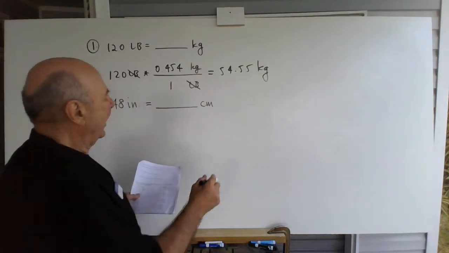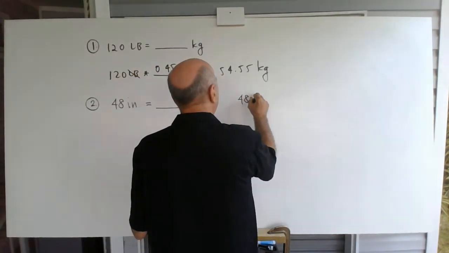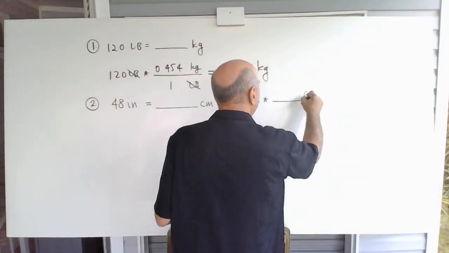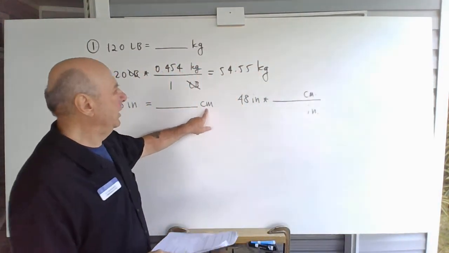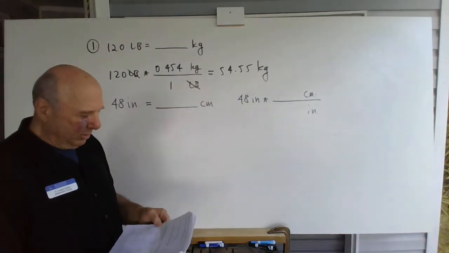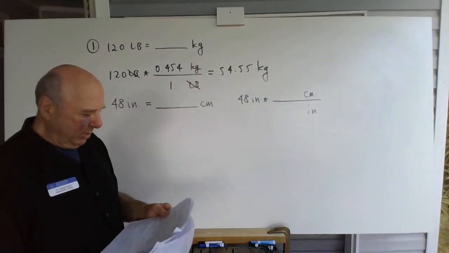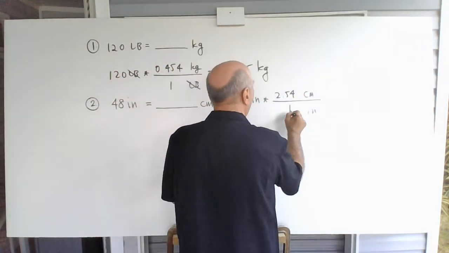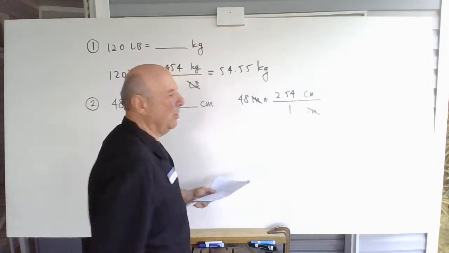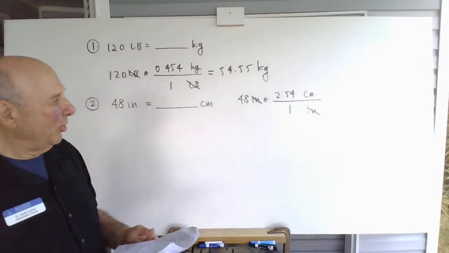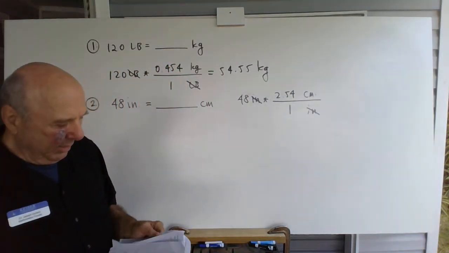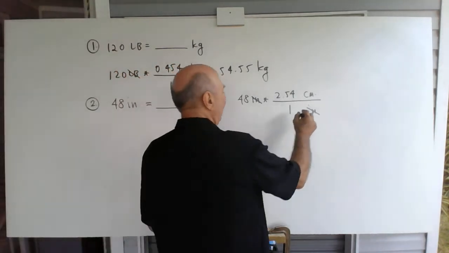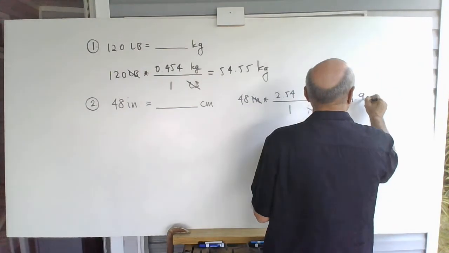So once again, I start with what I'm given, 48 inches, times, I'm going to put inches in the denominator and centimeters in the numerator, because that's what I want to end up with. So my unit fraction, according to the conversion table, would be 2.54 centimeters to 1 inch. The inch dimension cancels, and there's another multiplication. And when I round out to 2 decimal places, I get 121.92.